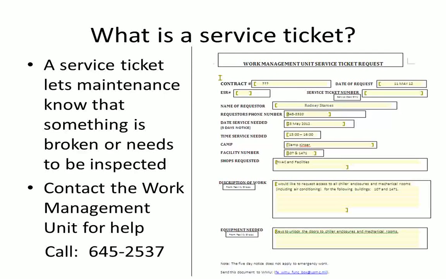Not going to go into too much detail about it, but the contract number you won't have to worry about. Data request is when you're putting this in. Next thing you have to worry about is your name as the requester, your contact information. You want to be ASAP when you want the service done, and what time. Camp information, your facility number that you're responsible for as the BIM. The shops that you need out there to work on it.